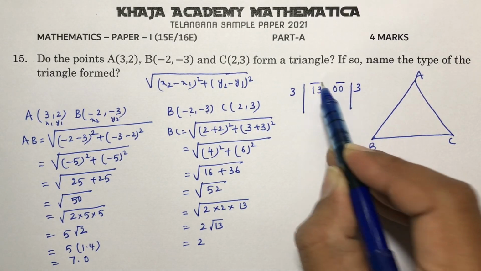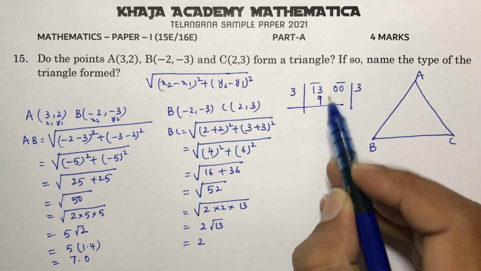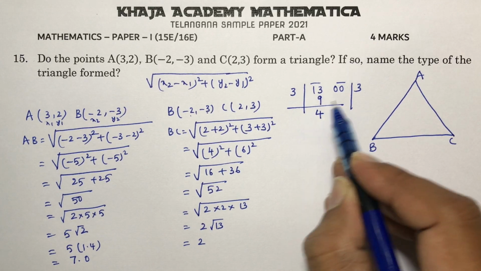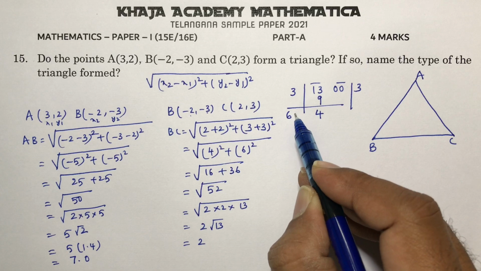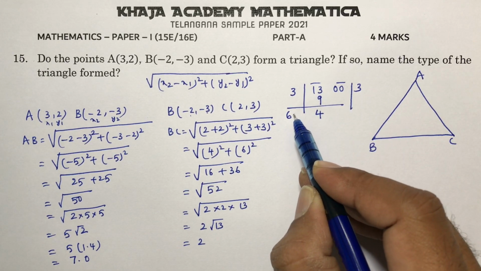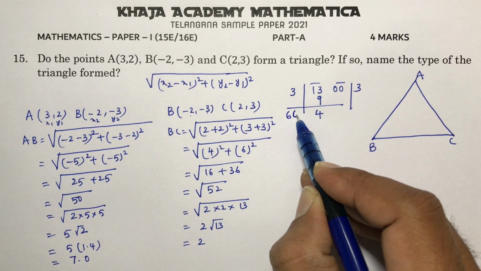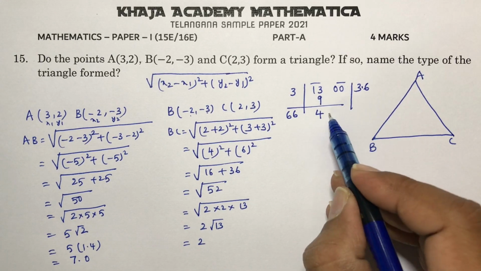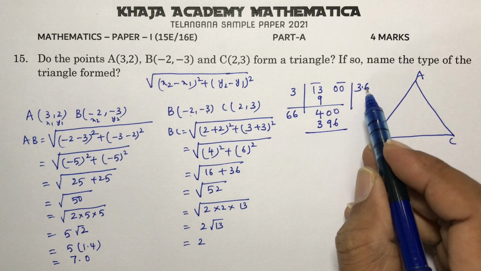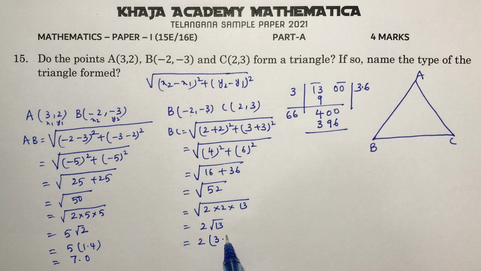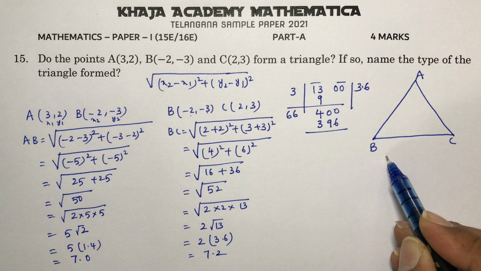3 times 3, that is 9. If you subtract, we need to double this one, 6. Beside this, whatever number you take, we need to multiply with the same thing. If you take 6 into 6, that is 3.6, that will be 396. So root 13 value is 3.6. If you multiply, 7.2.